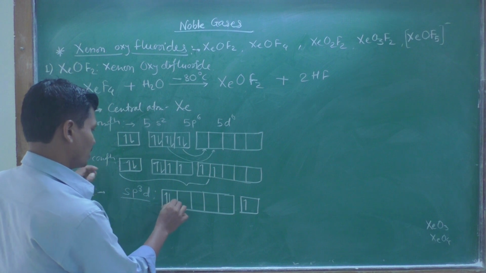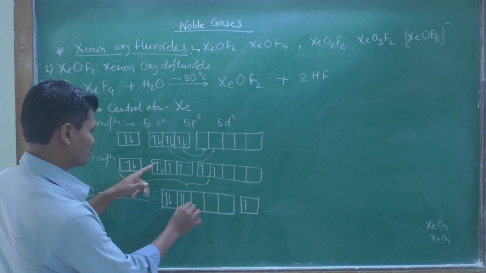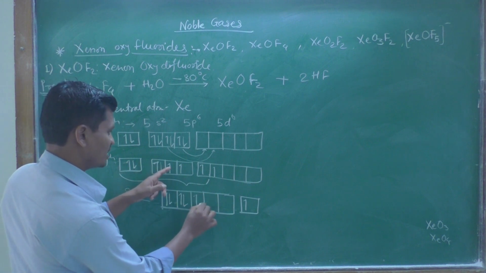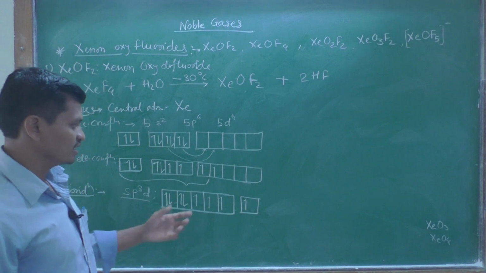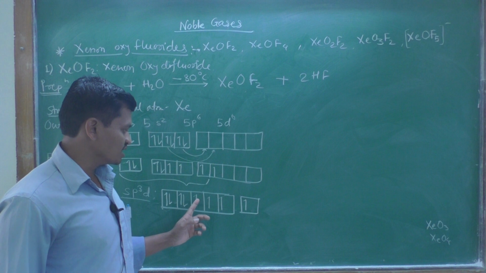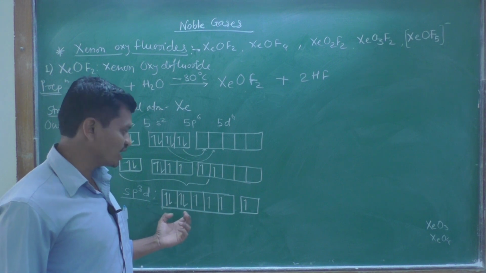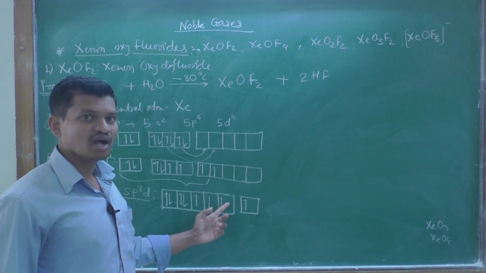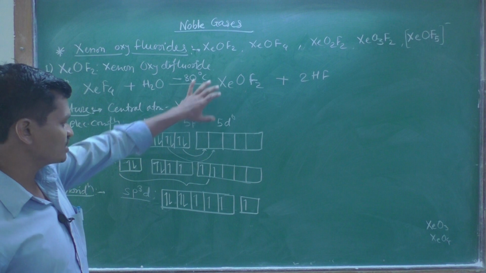Out of these sp3d hybrid orbitals, 2 orbitals have paired electrons, that is lone pairs, and 3 orbitals have unpaired, single electrons. This is all about xenon.